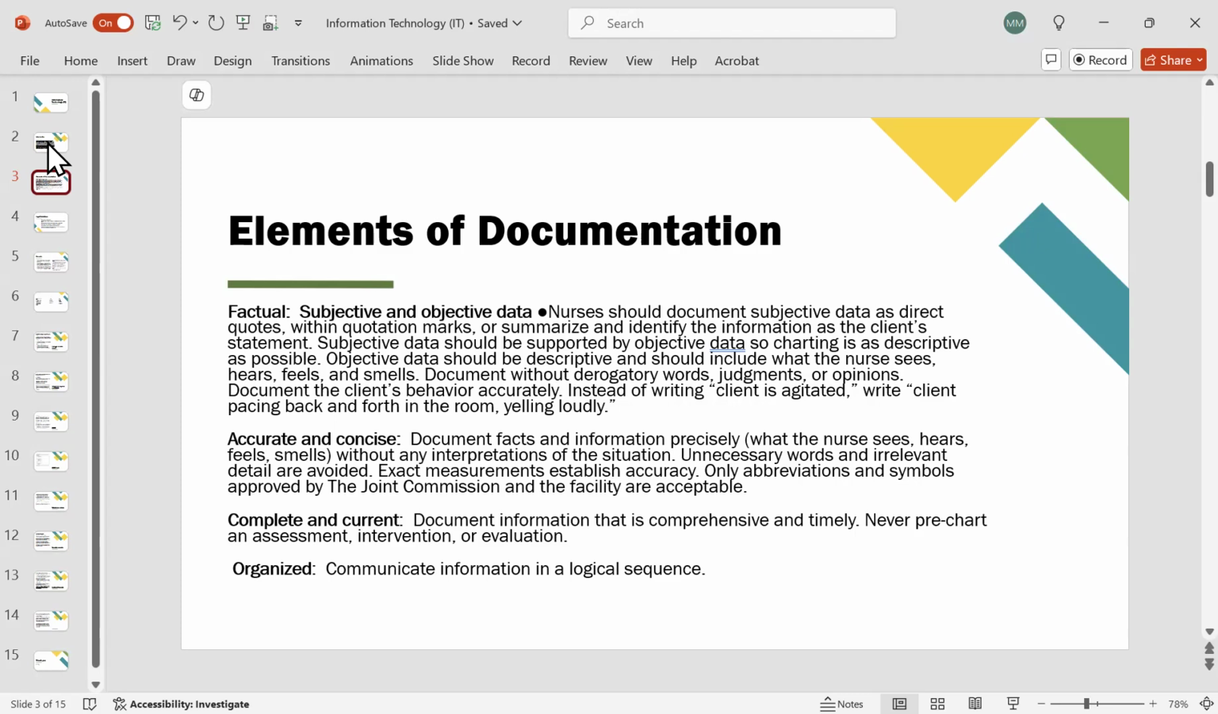Accurate and concise. You want to talk about your facts and the information very precisely, and don't use unnecessary words. I always talk about the notes in nursing homes. "Received patient supine in bed, A&O times 3, NAD, no acute distress, VSS, vital signs stable." What does any of that mean? It doesn't mean anything. It's a lot of words that told me nothing about the patient. So you don't want to write that type of thing. Sometimes less is more, is what I'm trying to say.